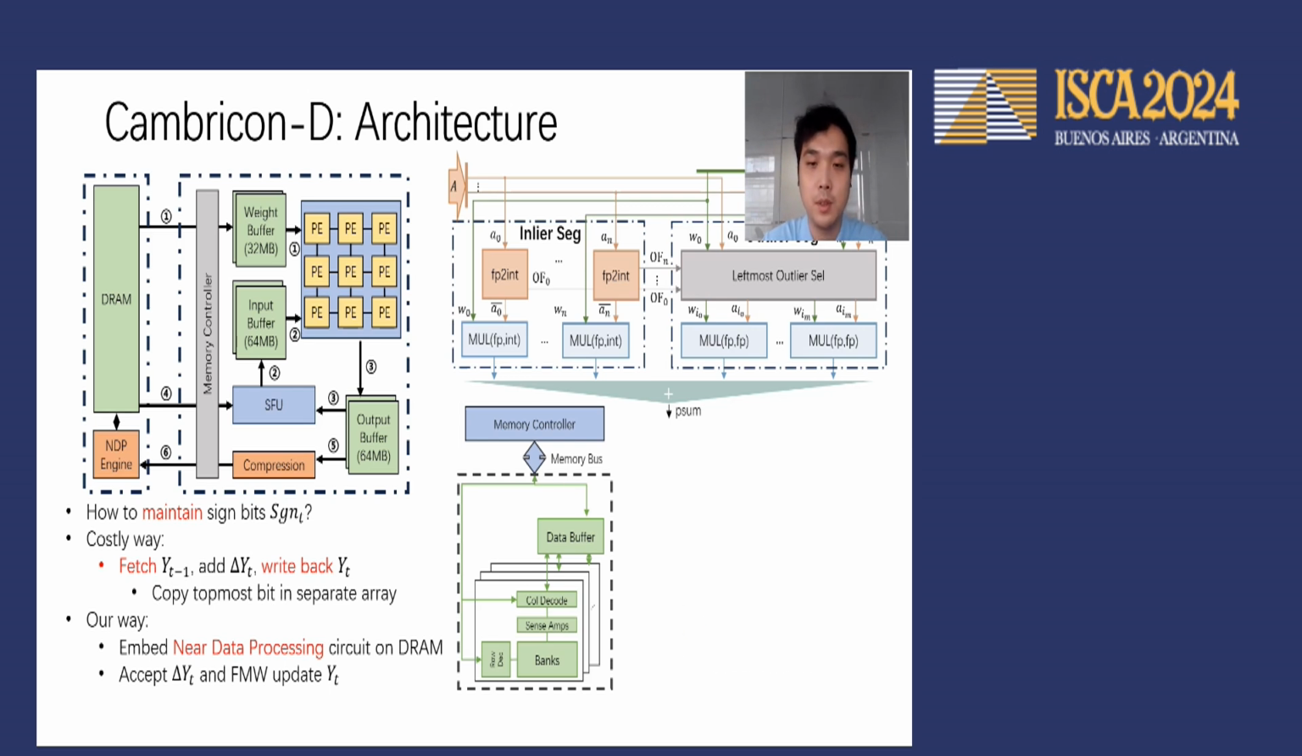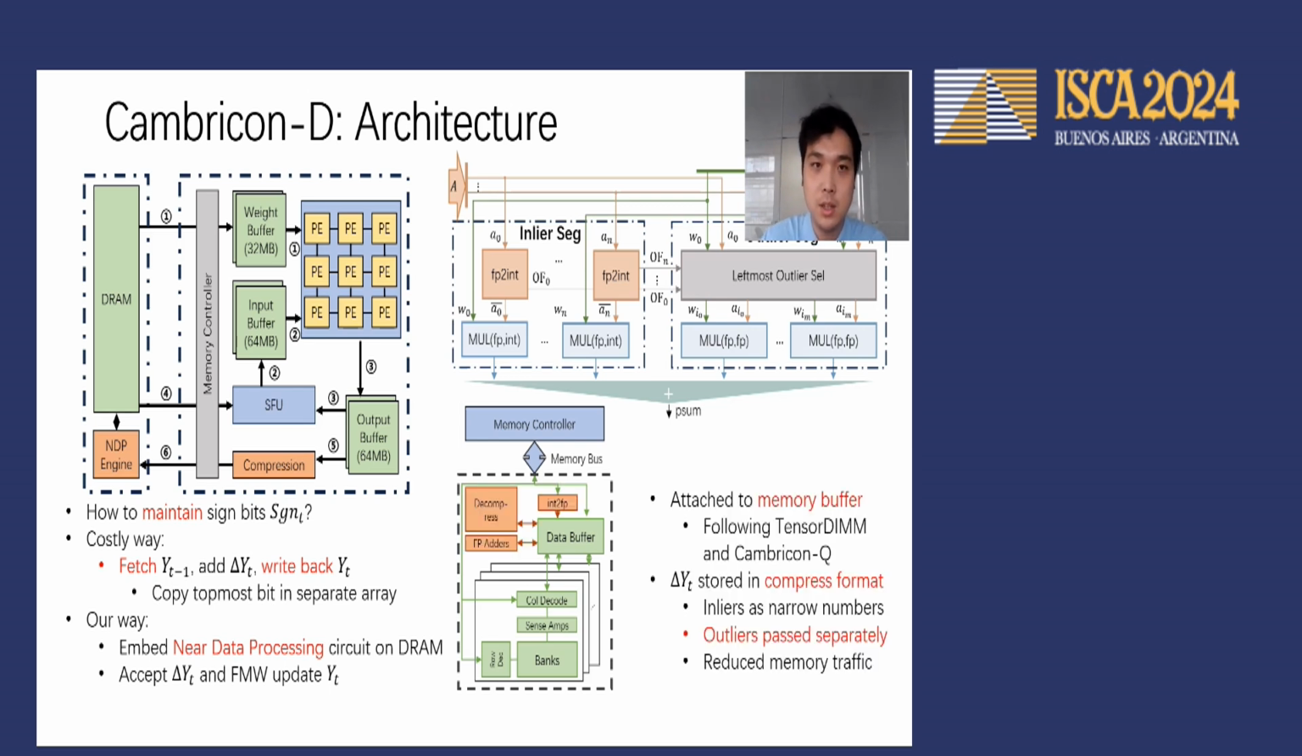The NDP unit is attached to the memory buffer, following the design of TensorDIMM from MICRO'19 and our previous work, Cambricon-Q in ISCA'21. The deltas it receives are in a compressed format to reduce memory load, where inliers are stored as a dense bit array and outliers are stored separately.